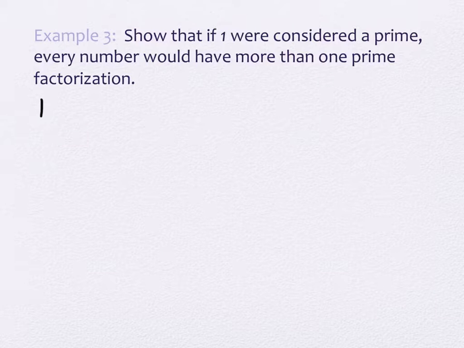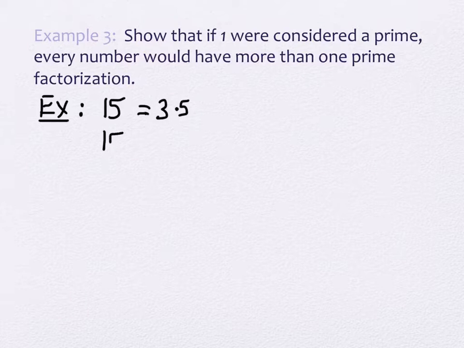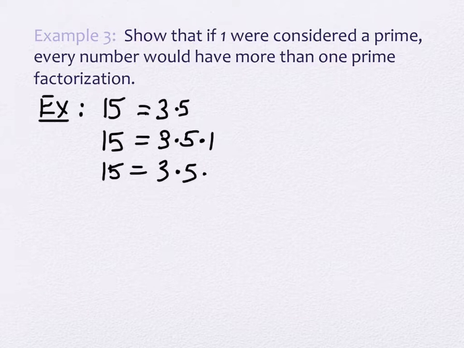We'll take the number 15. I know I used this number before, but it's a nice one to use. What's the prime factorization for 15? What did I say it was? 3 times 5. All right. If 1 were a prime number, then 3 times 5 times 1 would also be a prime factorization. Right? I mean, if it's prime, that would actually work too. You are exactly right. This would be possible for any number, I'll write it to the n, number of 1s.